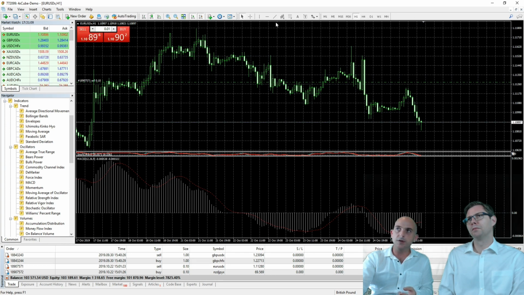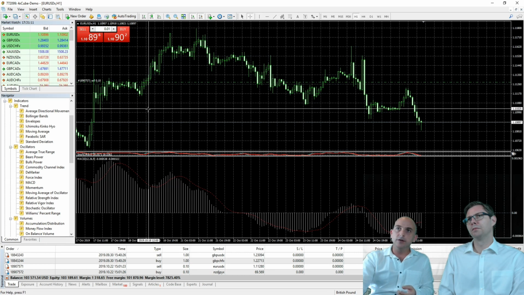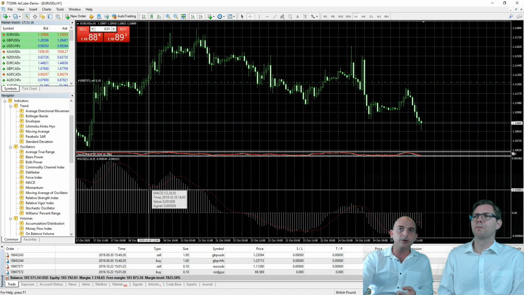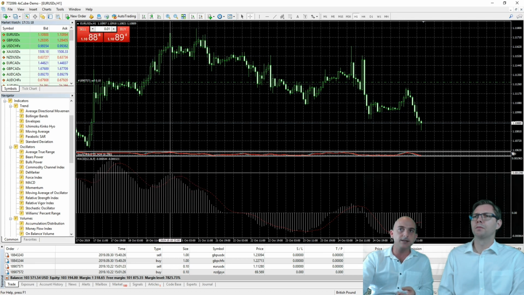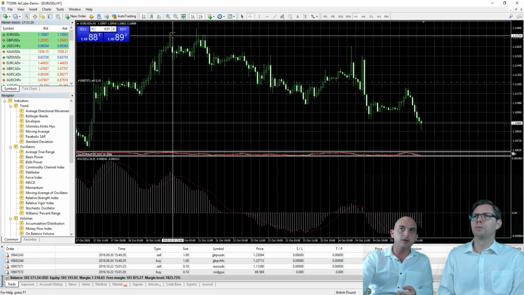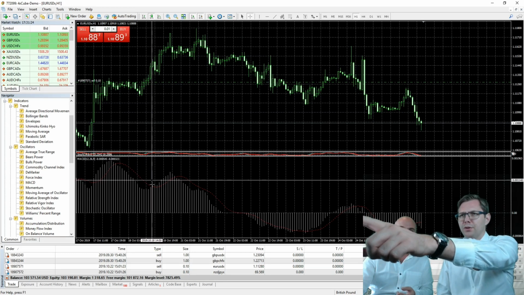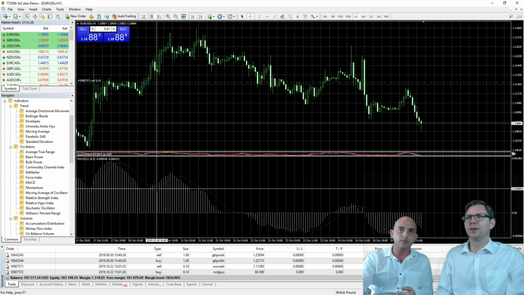Let me get my cross here. So we're getting a crossover of the MACD over the signal line. The red dotted line is being crossed over by the MACD. And obviously you're seeing a good buy on price, the one where it crosses.